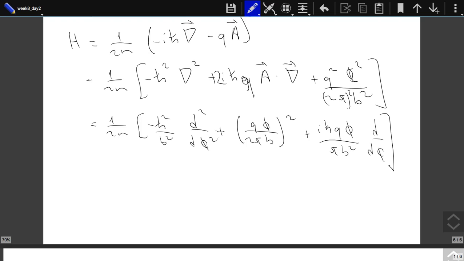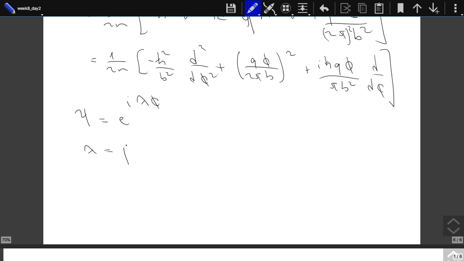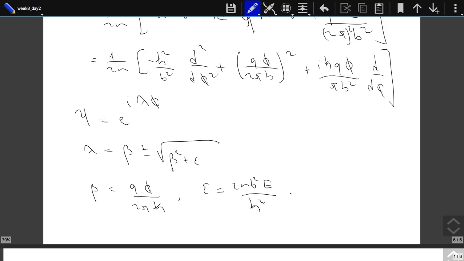Well, this is a second order differential equation with constant coefficients. The general solution has to be in the form e to the power i lambda phi. And you can just substitute it over here, solve for lambda, and you get lambda equal to beta plus or minus square root of beta squared plus epsilon, where beta is q phi over 2 pi h bar, and epsilon is 2 m b squared E over h bar squared minus beta.